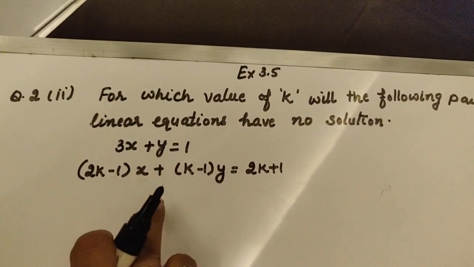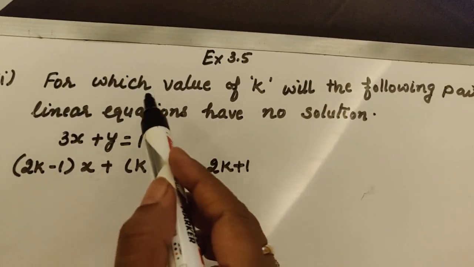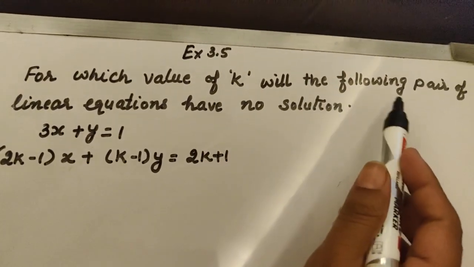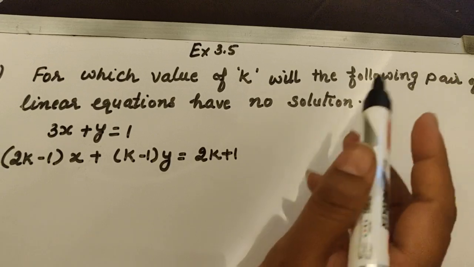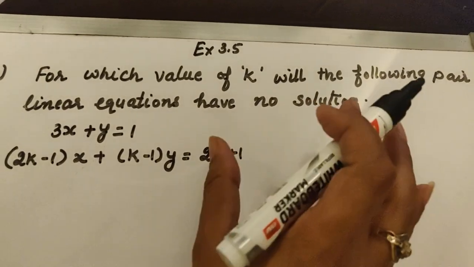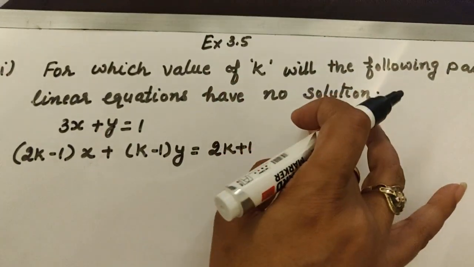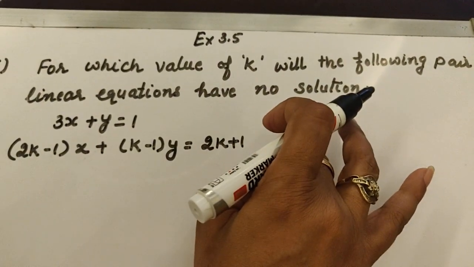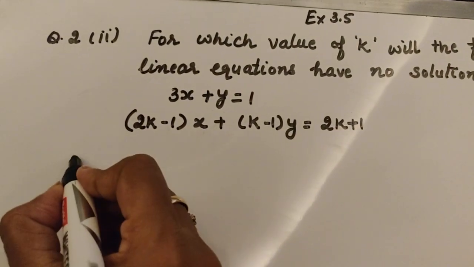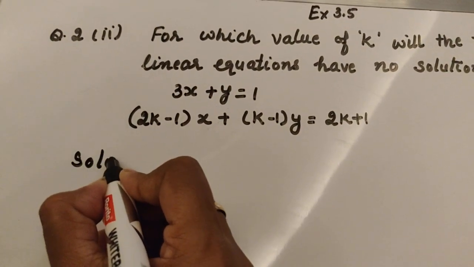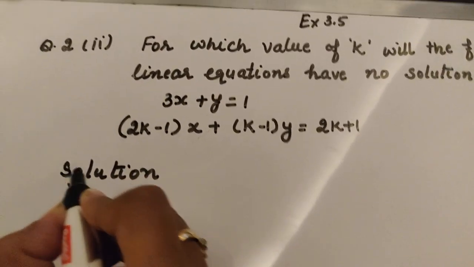Now children, in the second part of this question, it is written, for which values of k will the following pair of linear equations have no solution? Again, as I told you, first of all you have to focus on the condition which is given to you. Here the condition is they have no solution. This pair will have no solution. So we will start the solution with the condition.